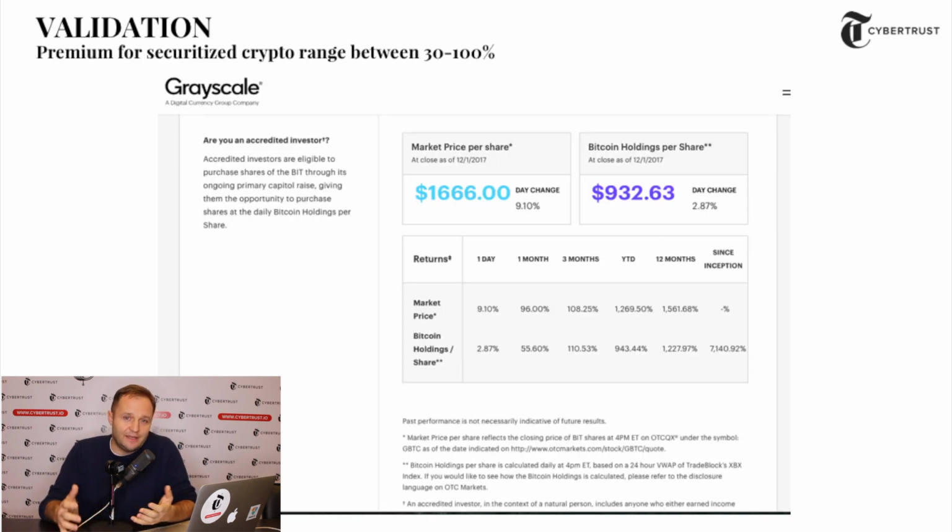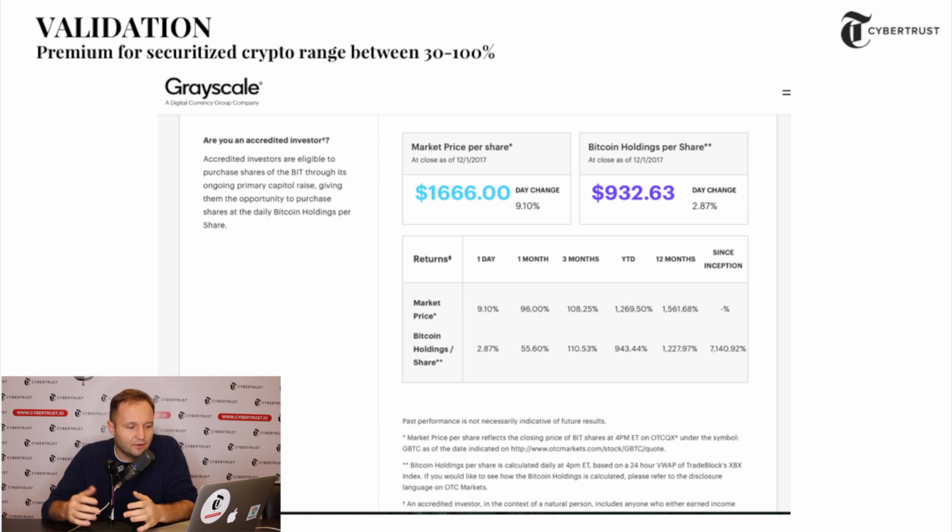So validation, right? You can say, okay, well, listen, if there's such a demand, then there should be a lot of price difference, right? And actually, it's true. There's a huge value there. So this is a problem on one side, but also an opportunity on the other side. And the size of this opportunity right now is basically the premium.